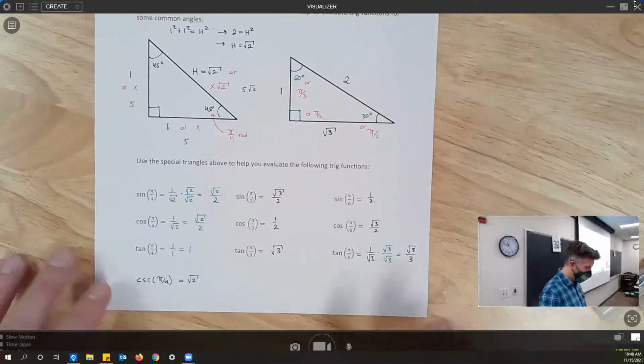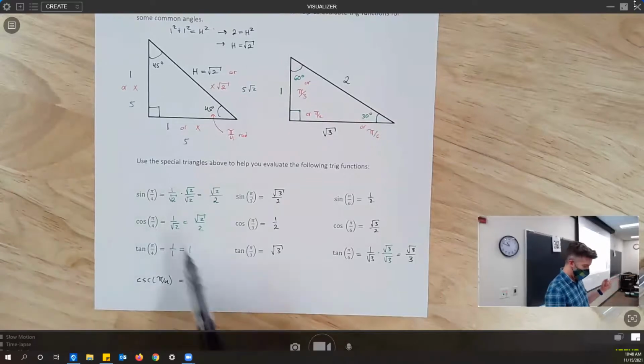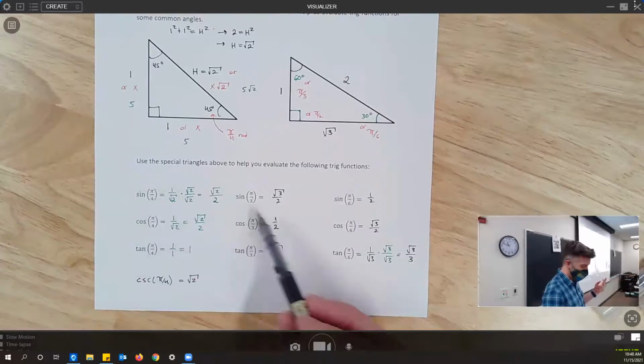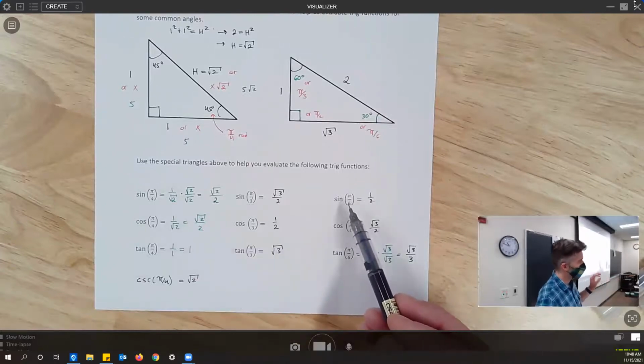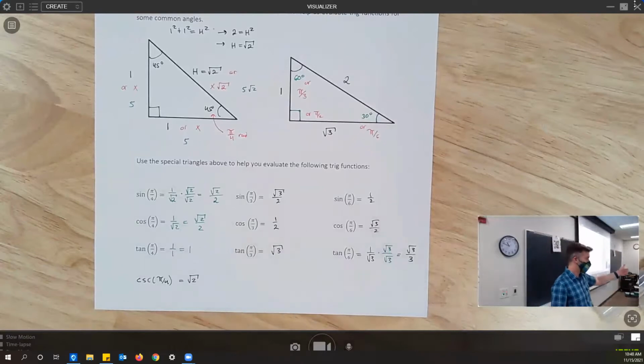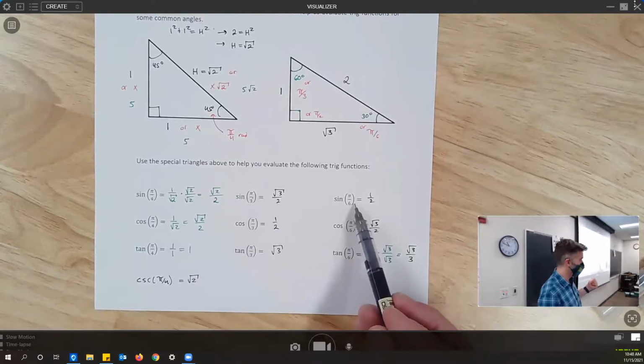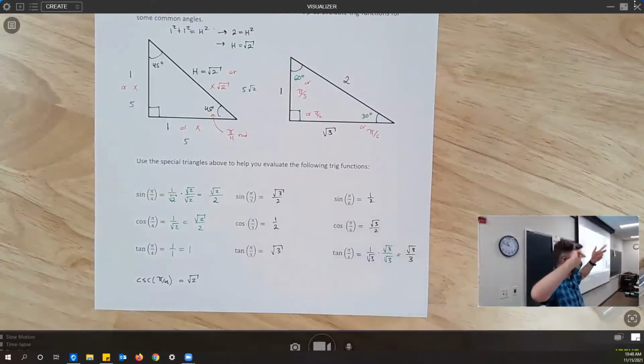So when I think about these three important angles, pi over 4 radians or 45 degrees, pi over 3 radians or 60 degrees, and pi over 6 radians or 30 degrees, there's a couple things I think about for sine and cosine. For 45 degrees or pi over 4 radians, sine and cosine have the same value. They're both root 2 over 2. For pi over 3 radians and pi over 6 radians, sine and cosine have interchanged values, meaning one of them is always root 3 over 2 and one of them is always 1/2. So if I'm doing something with pi over 6 and pi over 3 and sine or cosine, I know one of them is root 3 over 2 and one of them is 1/2. I just have to figure out which one it is.